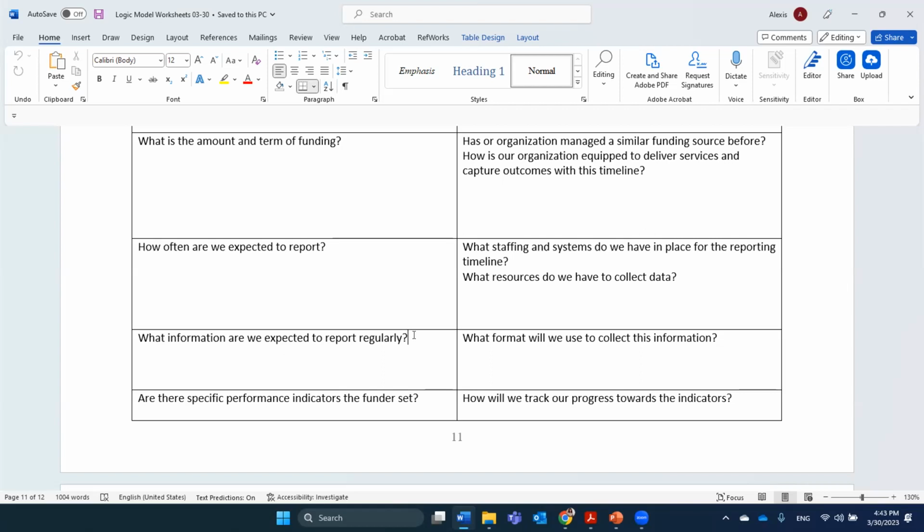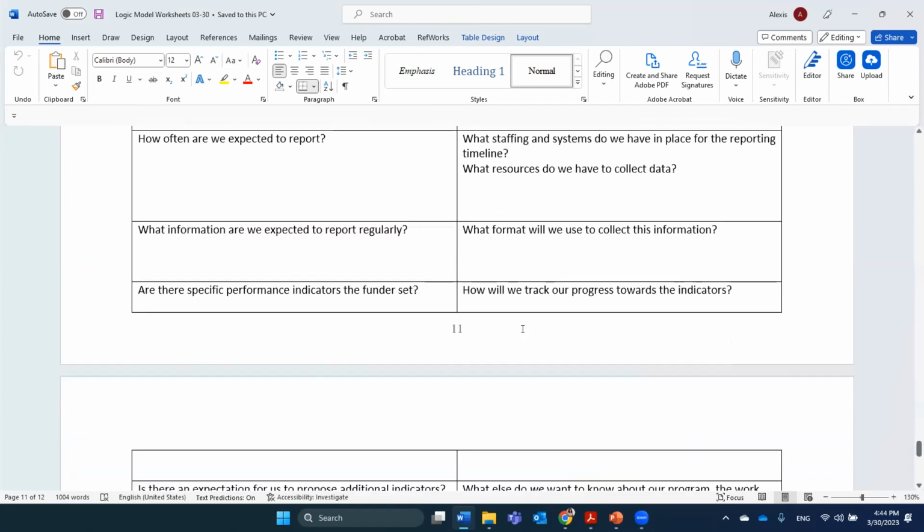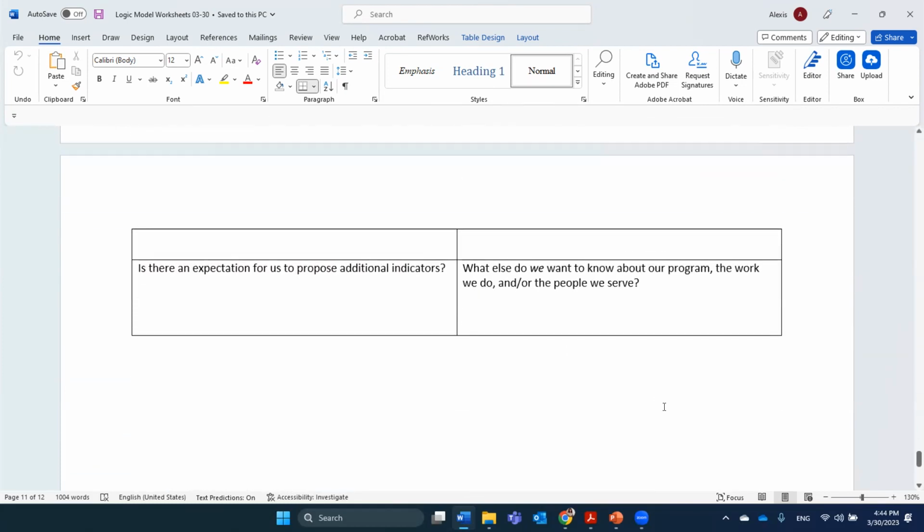And then making sure that if there are specific performance indicators that are set by the funder, be sure to discuss somewhere in your narrative or in your application how you're going to track progress towards those indicators. And then lastly, if there's an expectation for you to propose additional indicators. So some funders in their RFP will invite potential grantees to have their own metrics that they want to measure, and that's something you can take advantage of. So that's something to think about, especially if you want to do something like continuous program improvement.